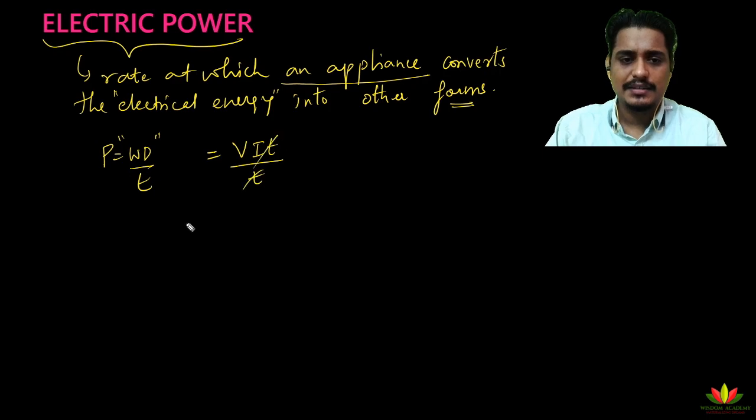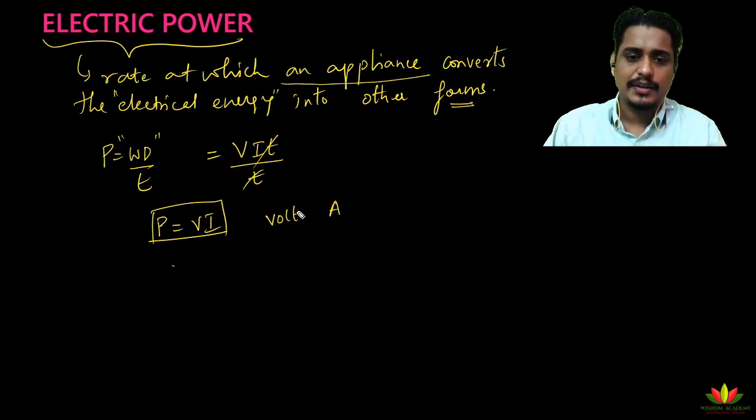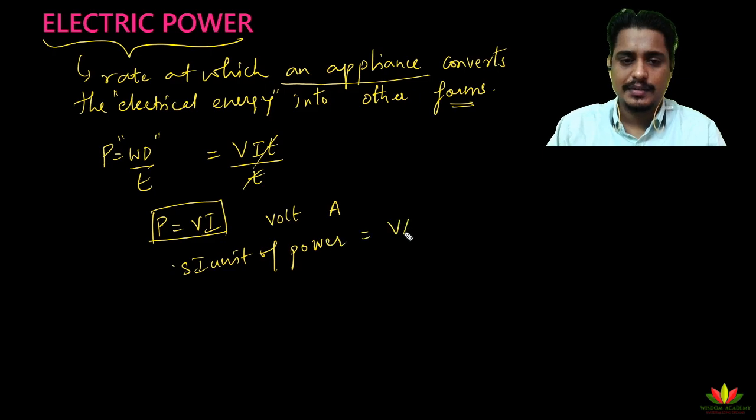T gets cancelled and we get the formula of power as V into I. What is the SI unit of volt? V is volt, and I is ampere. So I can write the SI unit of power as volt ampere, VA. It can also be written as watt. So 1 watt is equal to 1 volt into 1 ampere.